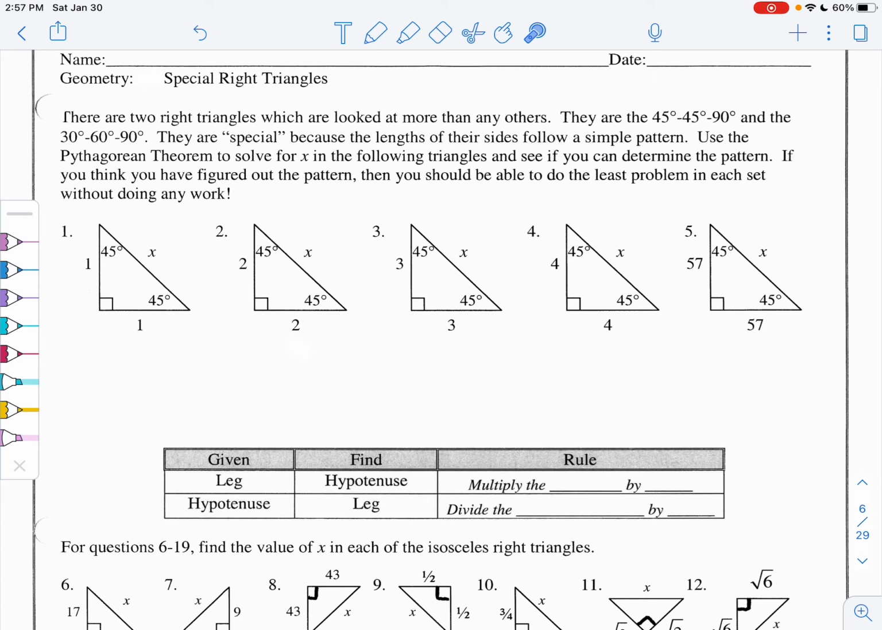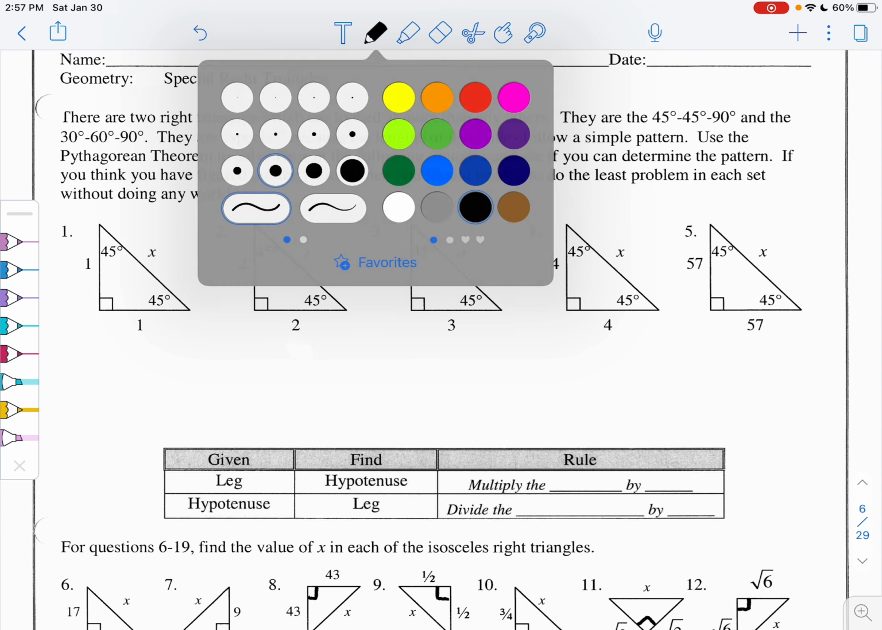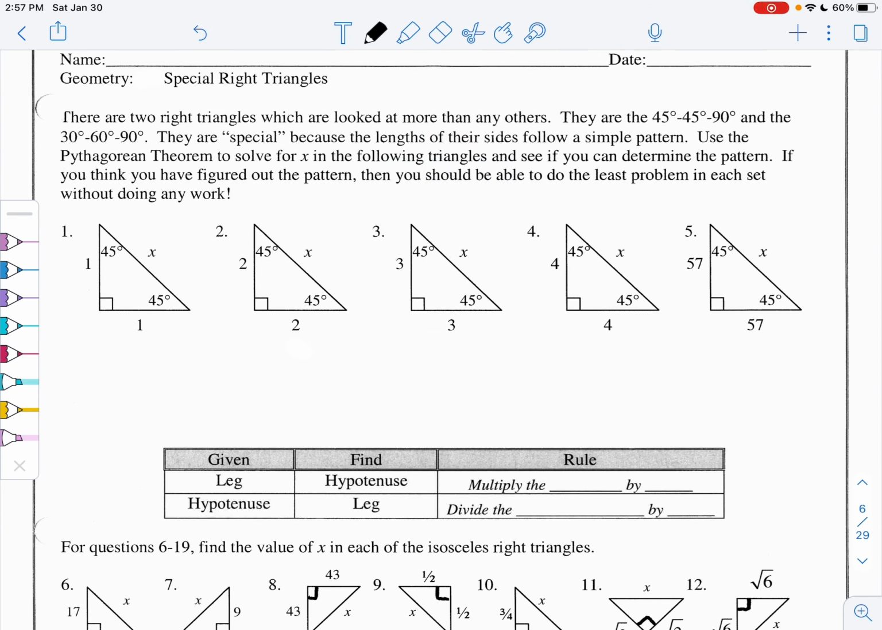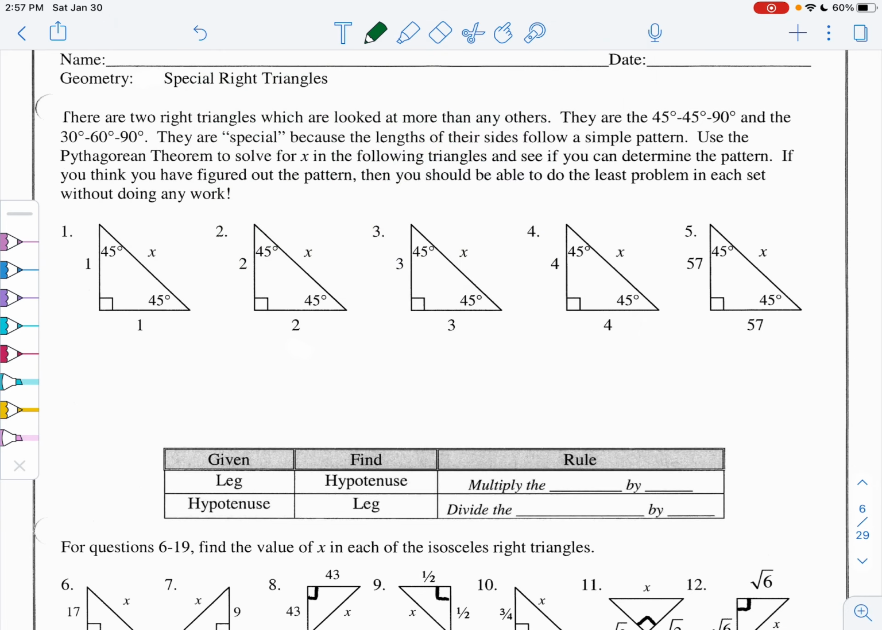So I will start you guys off. I will do number 2 and then have you guys go ahead and try the other 3: 1, 3, and 4, and then see if you can figure out what you think 5 might be. So let's say that we have the set of 5 triangles, and on number 2 I use the Pythagorean theorem, which is a squared plus b squared equals c squared. And from the other day we talked about the a and the b must be the legs of the triangle.